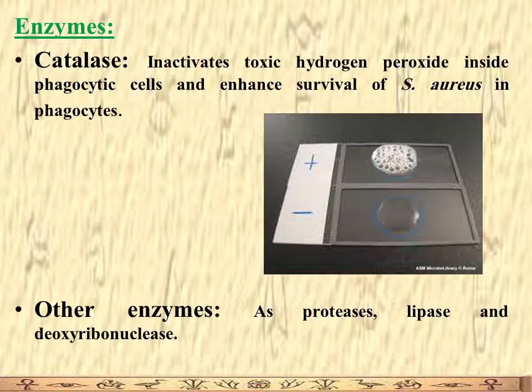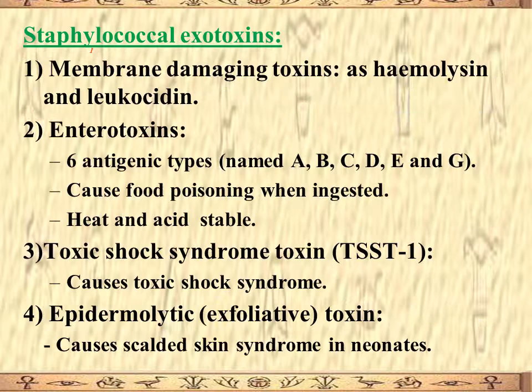Another enzyme is catalase. This enzyme has an effect over the hydrogen peroxide, breaking it down into oxygen and water. The mechanism of killing of the bacteria inside the phagocytic cell depends on the presence and the effect of hydrogen peroxide. So when the bacteria can produce catalase, it can prevent the effect of this hydrogen peroxide, maintaining the survival of the staphylococci in the phagocytic cell. Other enzymes are proteases, lipases, and deoxyribonucleases, acting on proteins, lipids, and DNA.